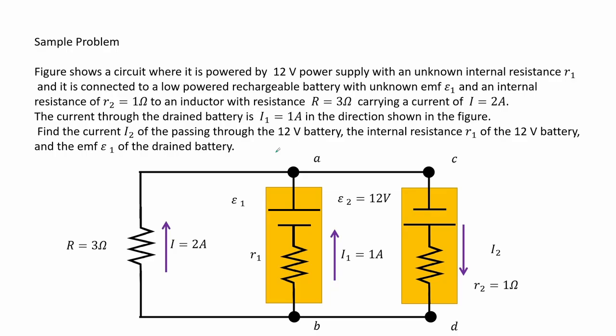Find the current passing through the 12 volts battery, the internal resistance of the 12 volts battery, and the EMF of the drained battery.